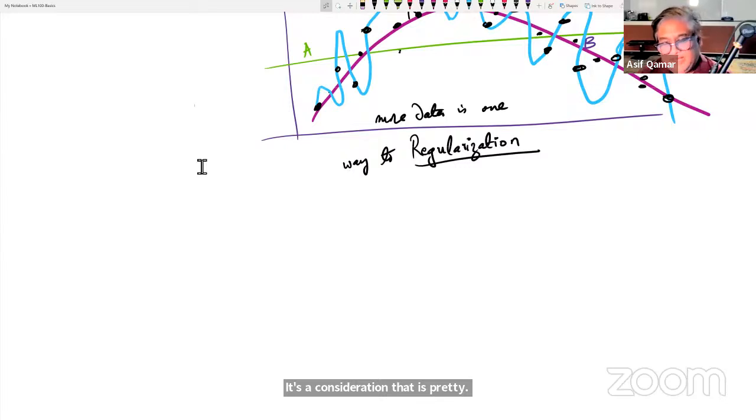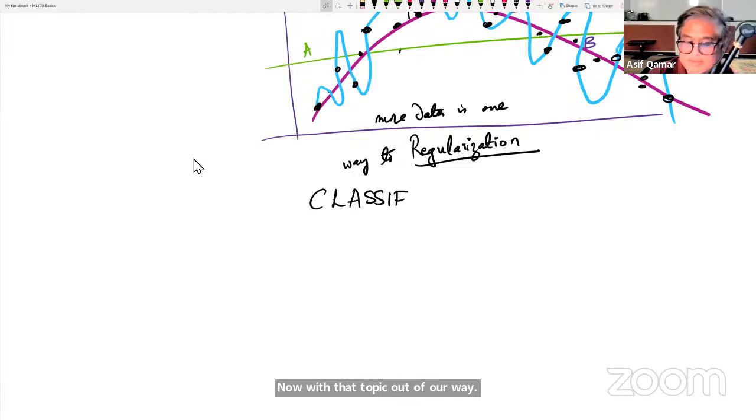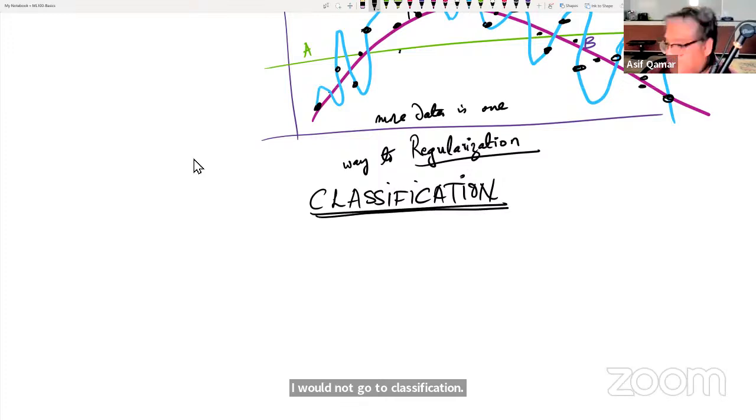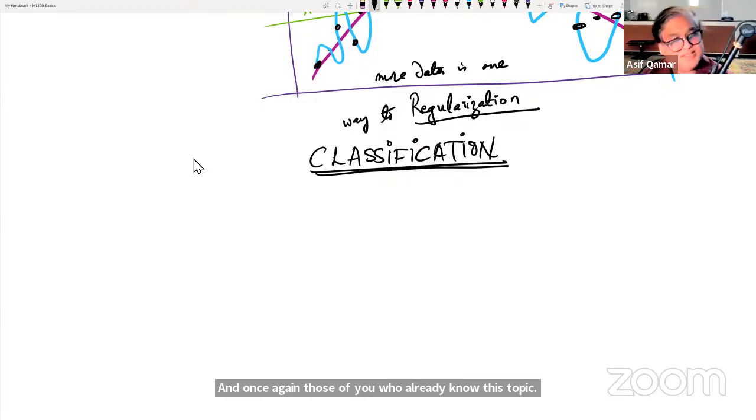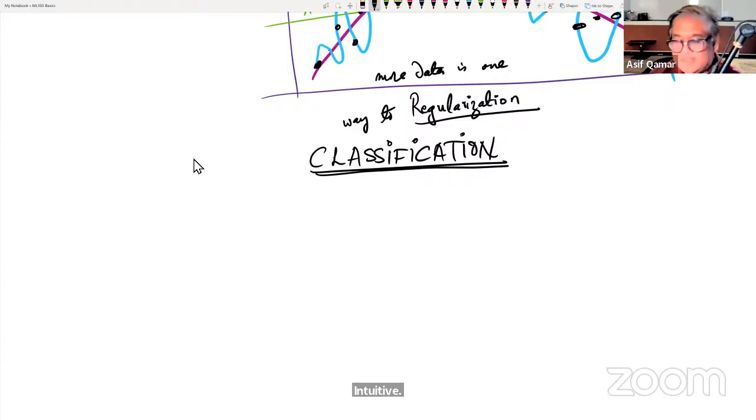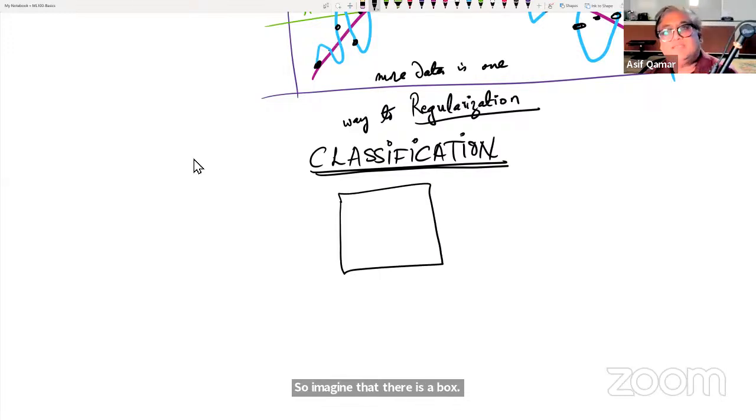Now, with that topic out of our way, I would now go to classification. And once again, those of you who already know this topic or are mathematically inclined would realize that I'm eschewing math as much as possible, or eschewing jargon as much as possible. The goal is to keep it very intuitive and more accessible. So imagine that there is a box, and this box gives you an answer which picks from one of a finite number of choices.